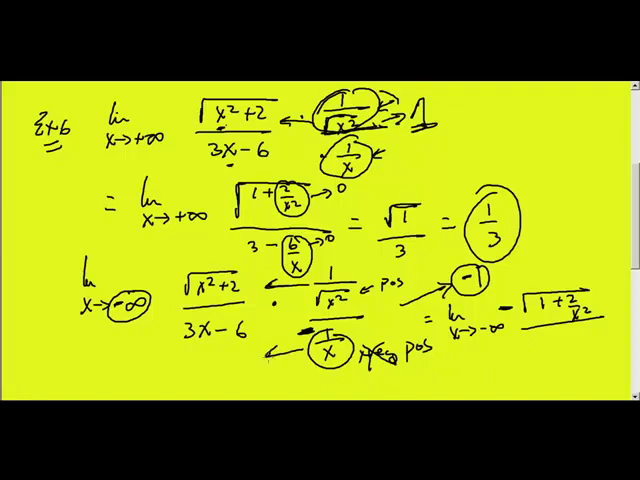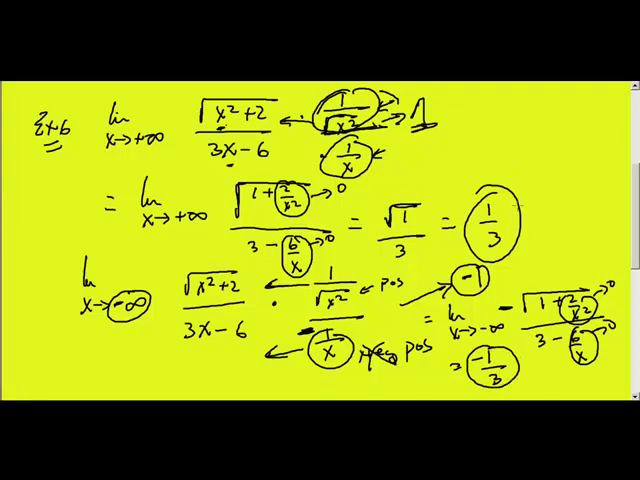That's going to go to 0. That's going to go to 0. So the top's going to go to negative square root of 1, which is negative 1. Bottom's going to go to 3. Okay, what this means is, and that's how we find horizontal asymptotes. That's the definition of horizontal asymptote.